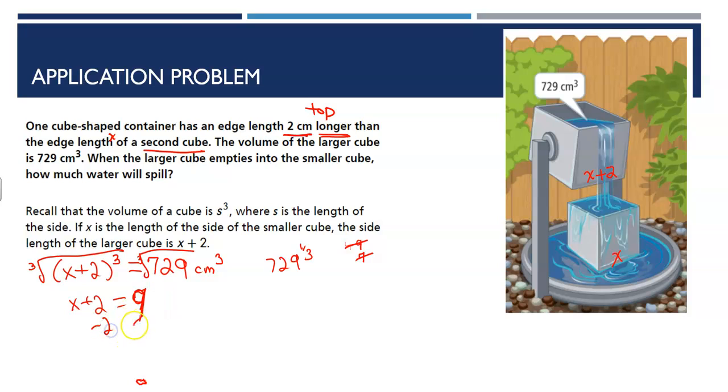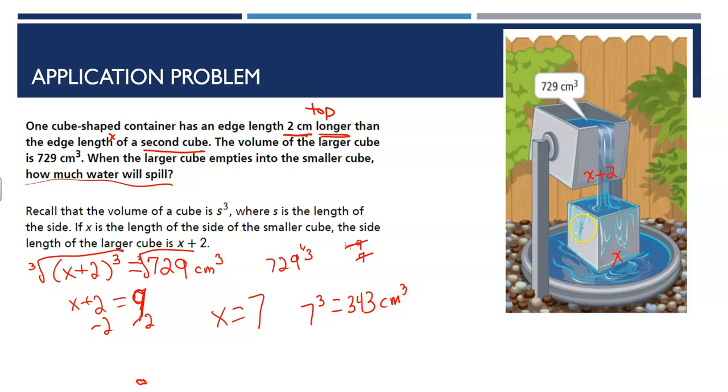Now I subtract 2 from both sides. There's where my 7 came from. x is 7. Now does it ask what x is? No, it says how much water will spill. So I could find the volume. I know this one's 729. I could find the volume of this one, which would be 7 cubed. Now 7 cubed, you might want to do that in your calculator. 7 to the third is 343 cubic centimeters.